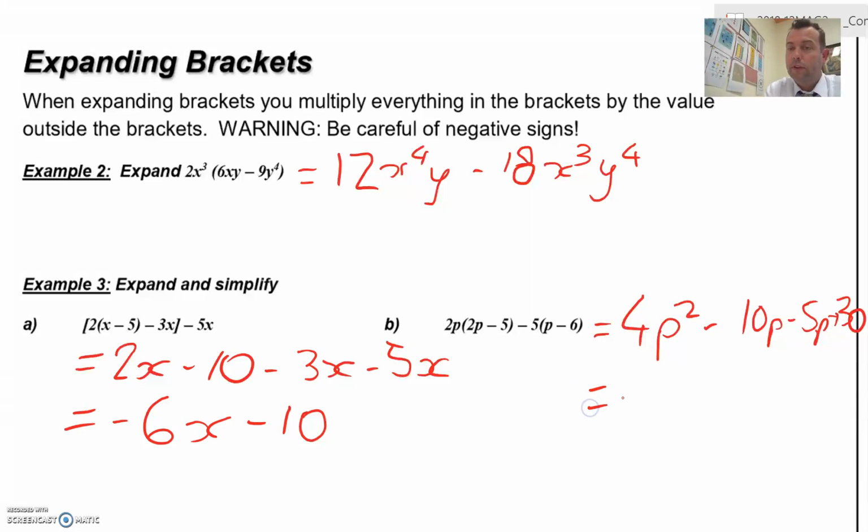Now we'll simplify this, collecting like terms. There's just the one term with the p squared, so that's 4p squared. Then I've got minus 15p and a plus 30, and we're done. Hopefully your work looks neater than that. I'll get better as we go along, I'm sure, and so will you.